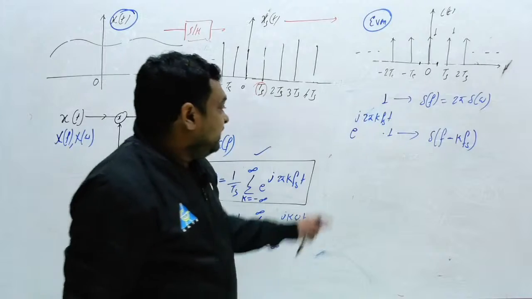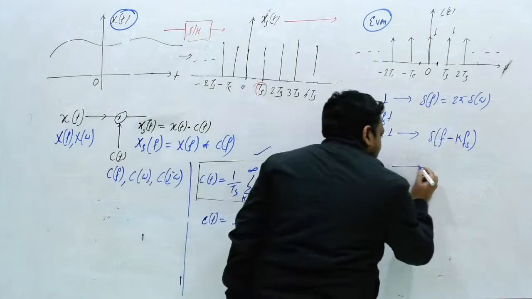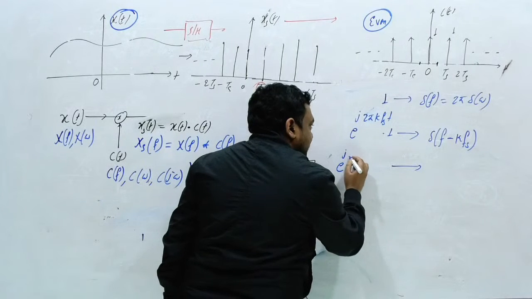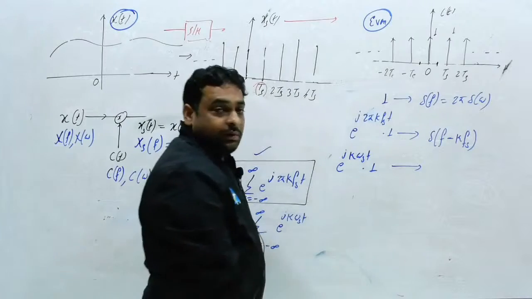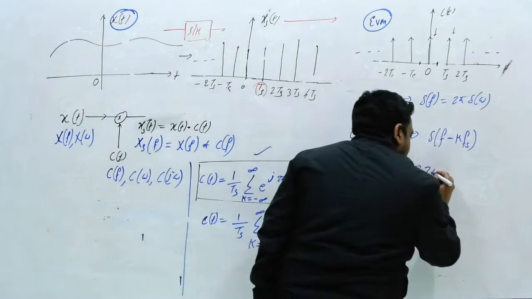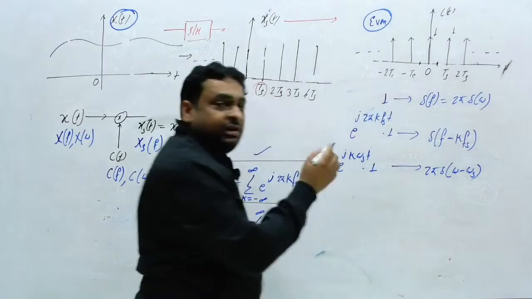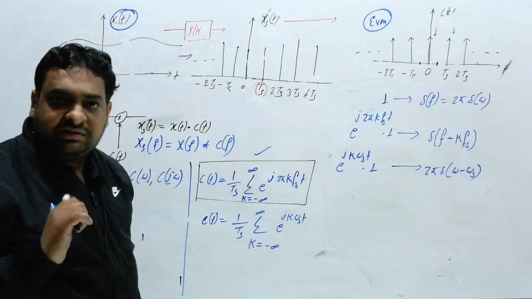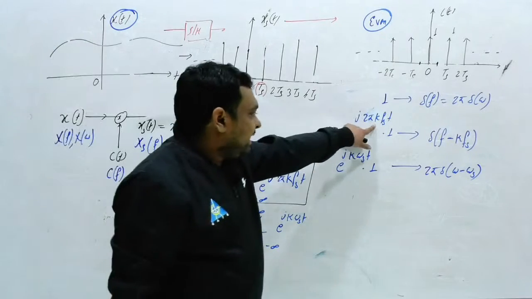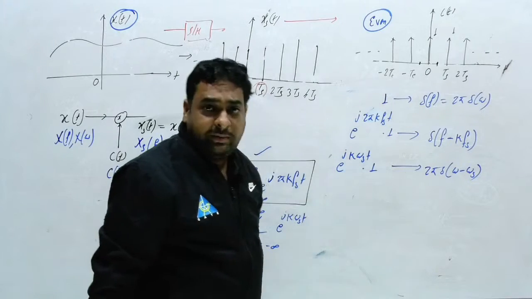Clear? If this is plus, this will be minus. In terms of omega, what will you get? E raised to power j k omega s into t into 1 gives 2 pi del omega minus omega s. So now it's your choice in which form you want to write. I am always interested in the frequency term f, but the examiner is generally interested in the omega term.